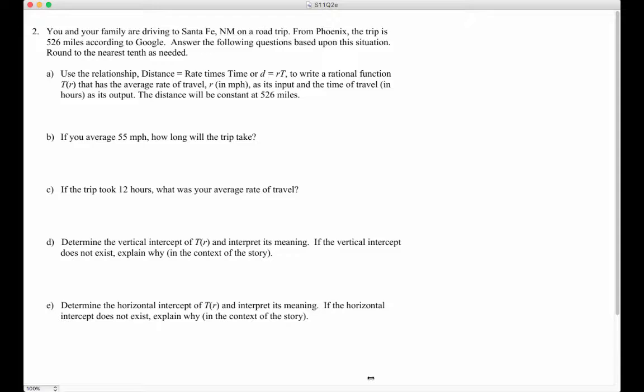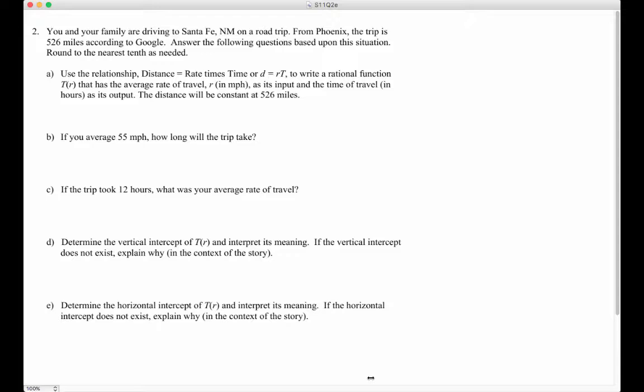So in this problem we're asked to do a fairly straightforward application problem of rational functions. In particular, we're going to look at the famous model distance equals rate times time. You and your family are driving to Santa Fe, New Mexico on a road trip. From Phoenix, the trip is 526 miles according to Google. Answer the following questions based upon the situation. Round to the nearest tenth as needed.